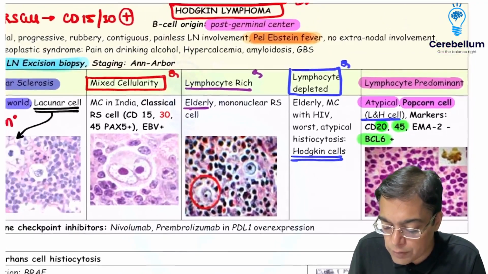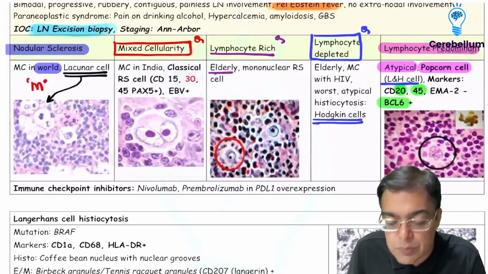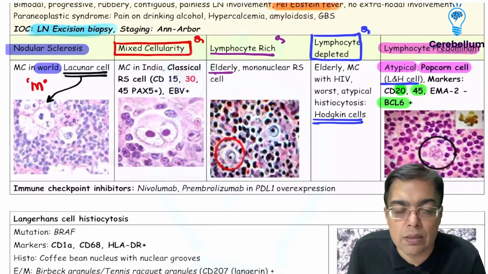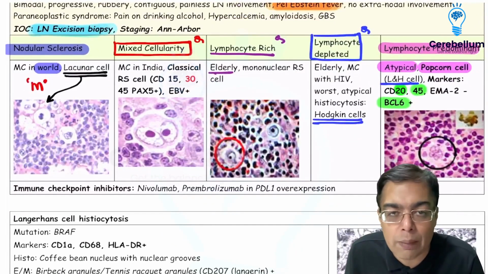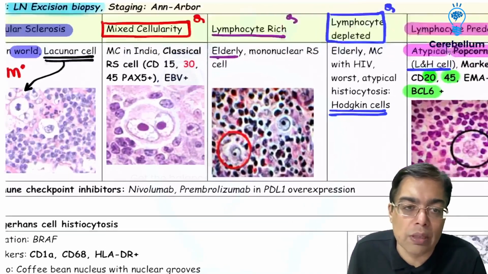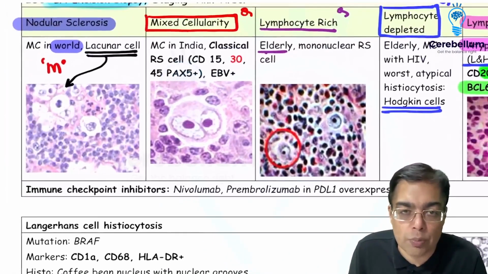Hodgkin's is an example of a disease which has made tremendous progress so far as the management is concerned. And nowadays we have novel therapy over here apart from the classical drugs, which is in the form of immune checkpoint inhibitors like nivolumab and pembrolizumab.